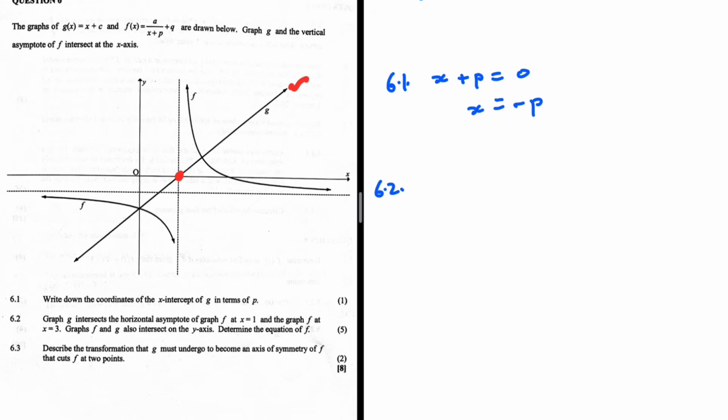And then 6.2. Graph g intersects the horizontal asymptote of graph f at x equals 1, and the graph f at x equals 3. Graphs of f and g also intersect on the y-axis. Determine the equation of f. Okay, so that is 6.2.